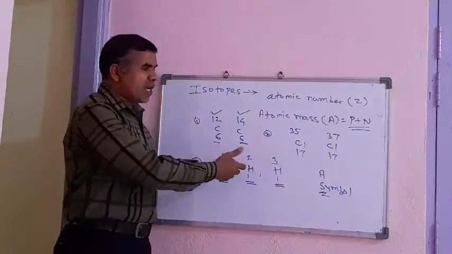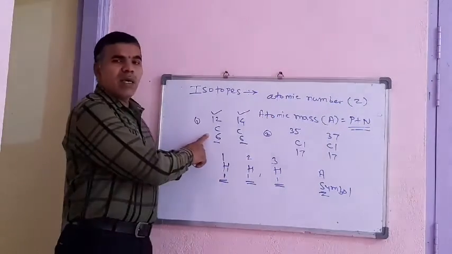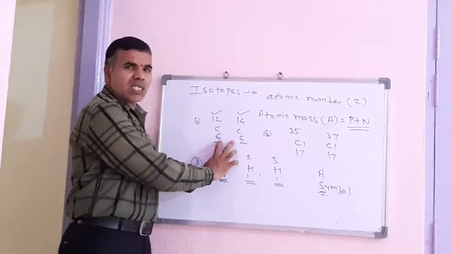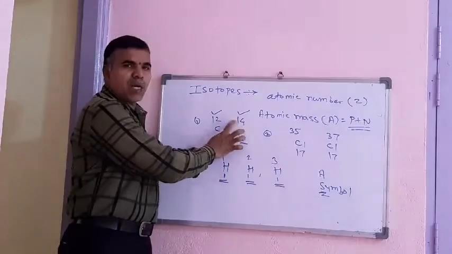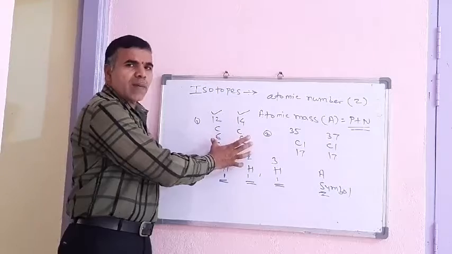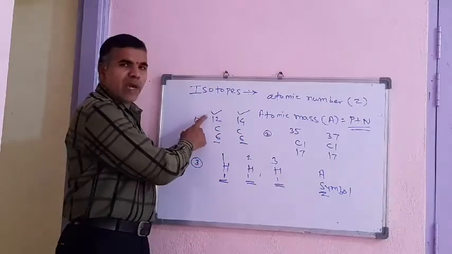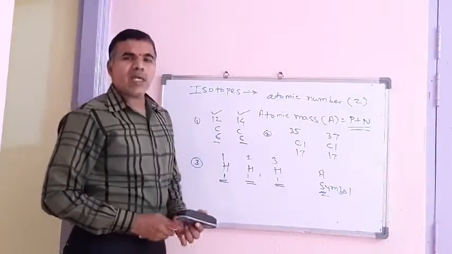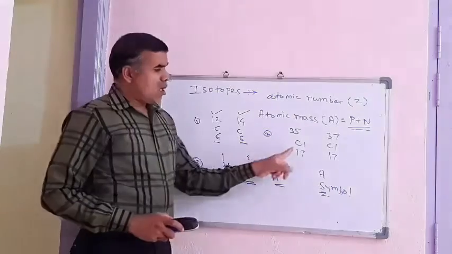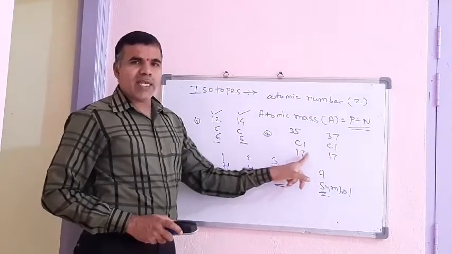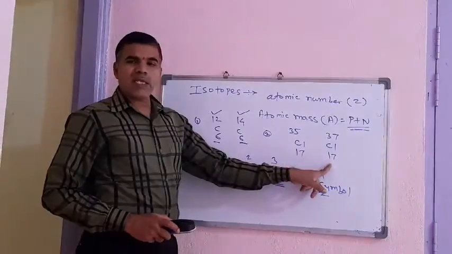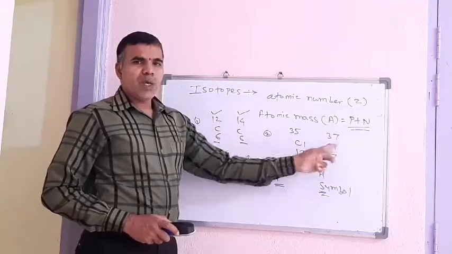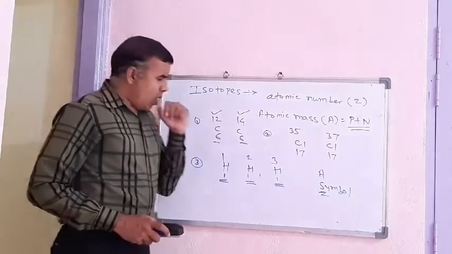So we have to take three examples. Carbon has two isotopes, in which 6 is the same atomic number but the atomic mass numbers are different, 12 and 14. So carbon has two isotopes, C-12 and C-14. Another example, chlorine. Chlorine has two isotopes in which the atomic number 17 is the same but the atomic mass numbers are different, 35 and 37. So chlorine has two isotopes.